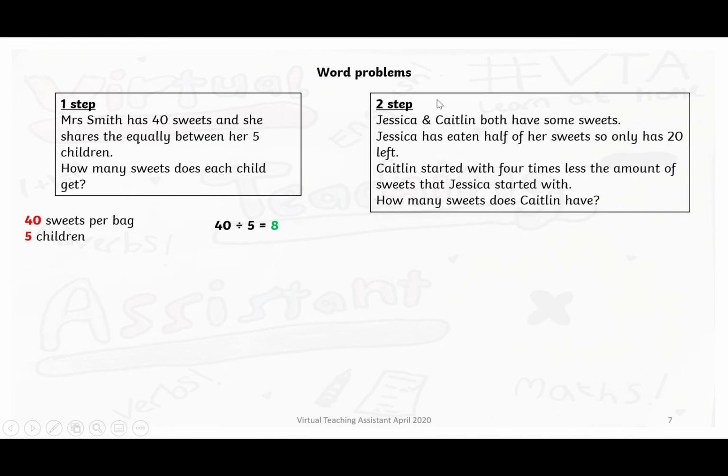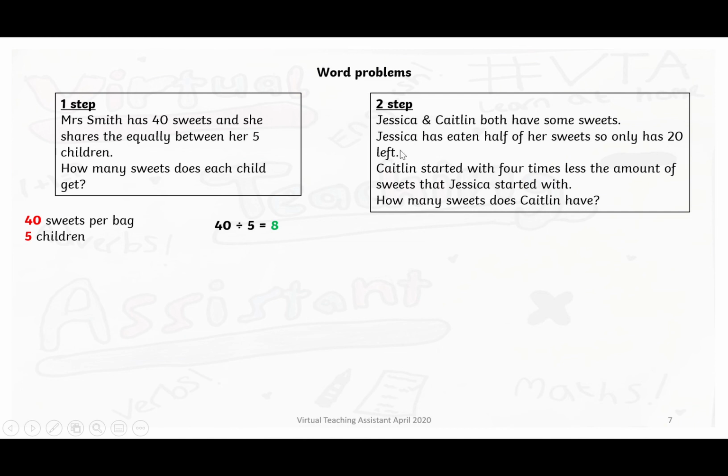Okay, my 2-step word problem. Jessica and Caitlin both have some sweets. Jessica has eaten half of her sweets, so only has 20 left. Caitlin started with 4 times less the amount of sweets that Jessica started with. How many sweets does Caitlin have?